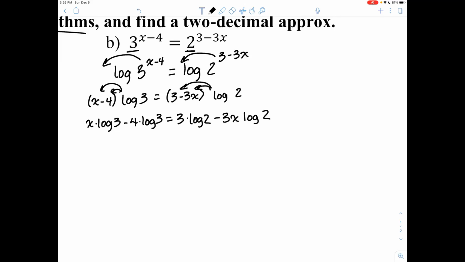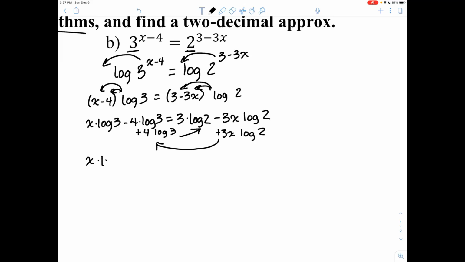Anything that doesn't have an x to the other side of the equation. So I'm going to add 3x log 2. I'm going to be careful this time and put it over there. And I'll take this 4 log 3, this minus 4 log 3, and I'm going to add that to this side of the equation and rewrite.